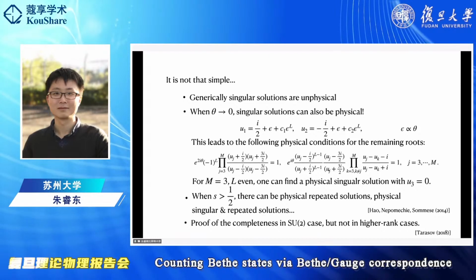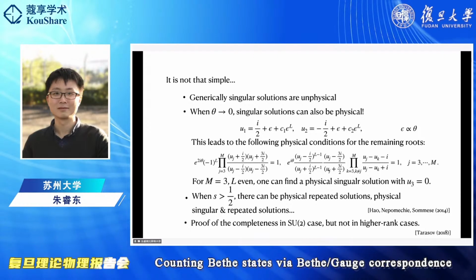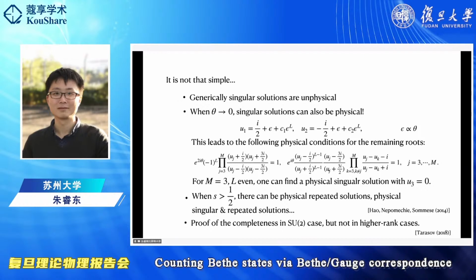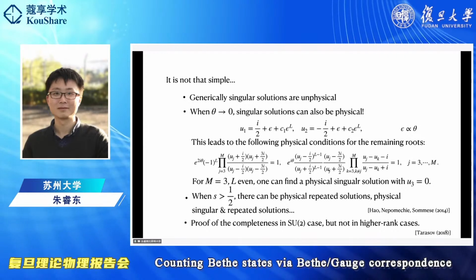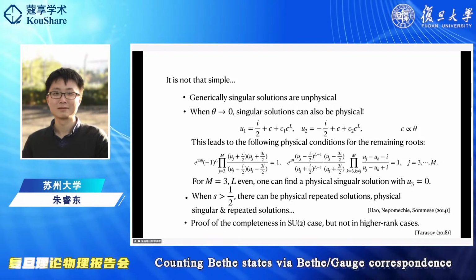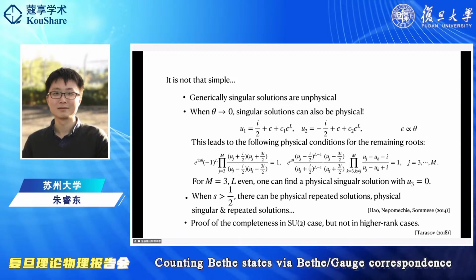And for example, if we have 3 magnons, one will find a physical solution with like U3 equals 0. So although it's singular, it's still physical. So now we need to first remove some singular solutions, and from these singular solutions, we need to try to find some physical solutions. So that's a problem.